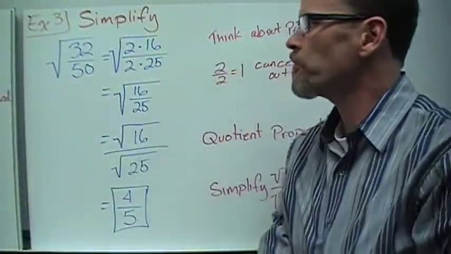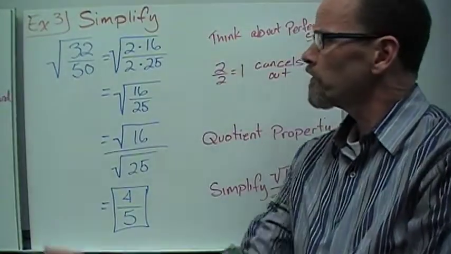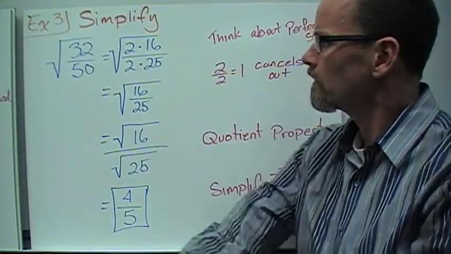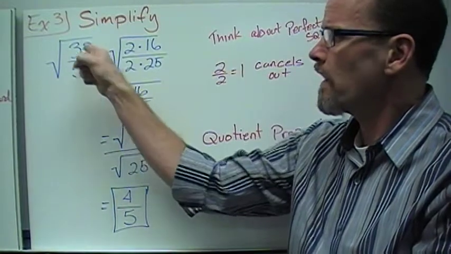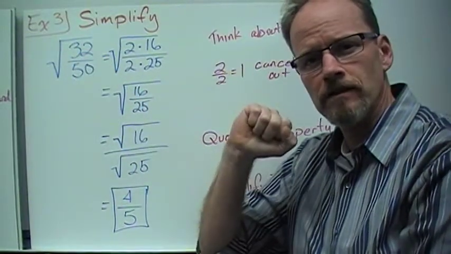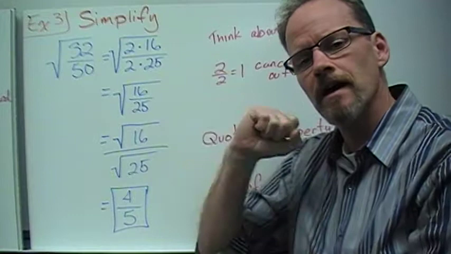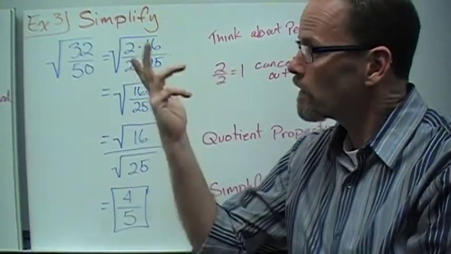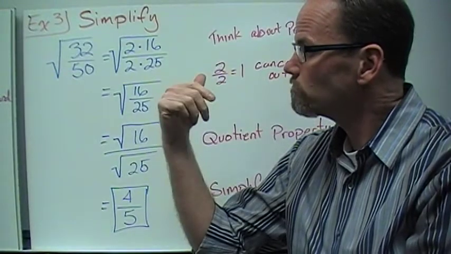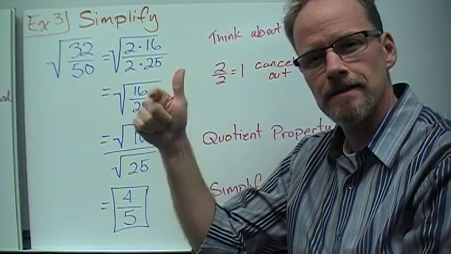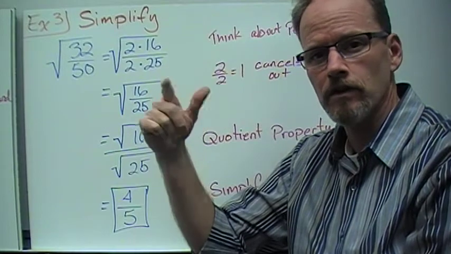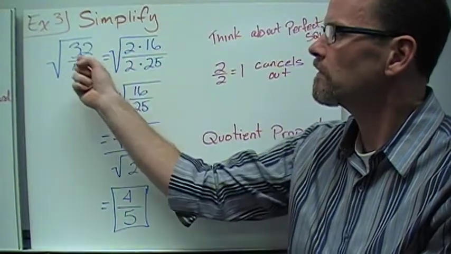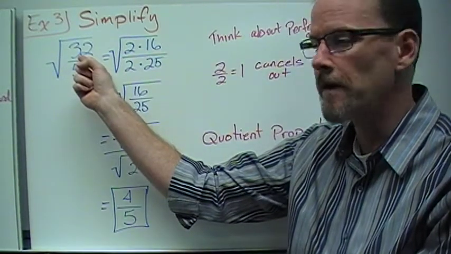Okay, example number 3. Simplify. Now I have a fraction underneath the radical sign. Well, I'm still going to think about 32. I'm still going to think about some perfect squares that I can bring out of the 32. 4 is 1, 8, 12, 16. 16 is a really nice high perfect square because 4 times 4 is 16. I'm going to use 16. So 2 times 16, which gives me my 32 back if I want.